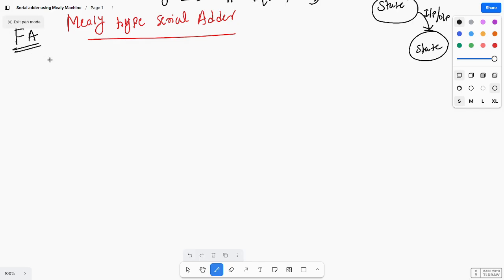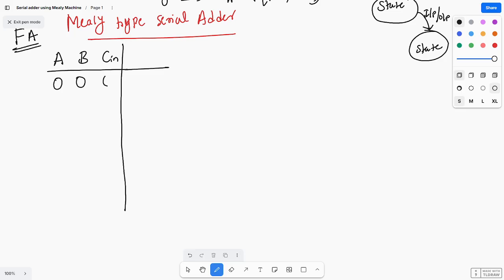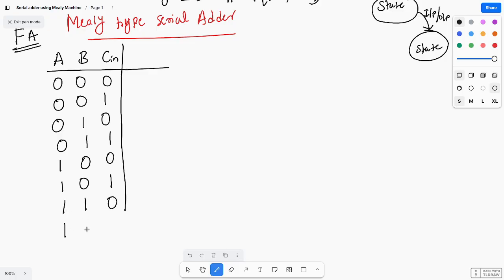Full adder, how many inputs? Three inputs: A, B, and carry in. How many possible combinations? Eight possible combinations are there: 000, 001, 010, 011, 100, 101, 110, and 111. Here you have sum and carry out.